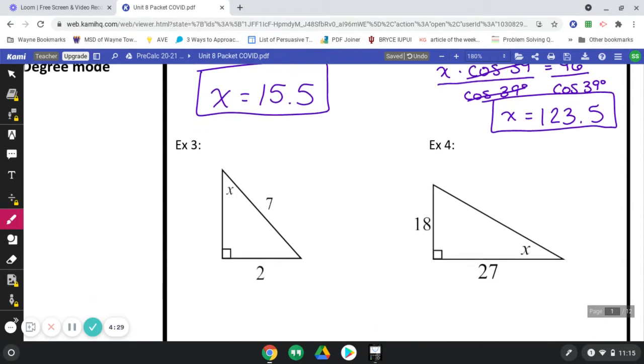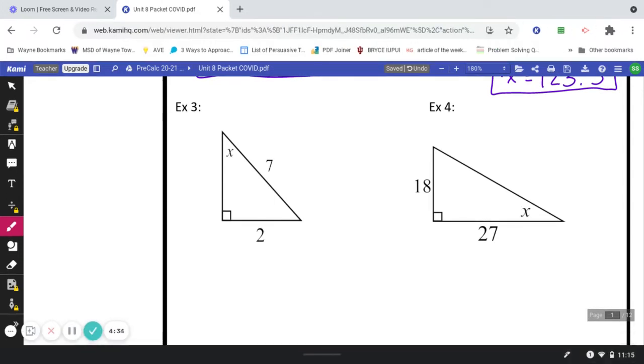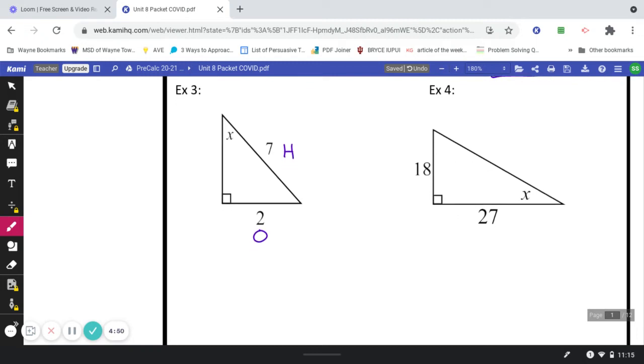All right, example 3. For example 3, this time I'm going to be actually finding the angle. Notice also that the angle is in the top left corner, as opposed to the bottom right. That means the 2 now becomes the opposite side, and the 7 is the hypotenuse. Because I'm working with O and H, I'm going to use sine. The sine of x equals 2/7.